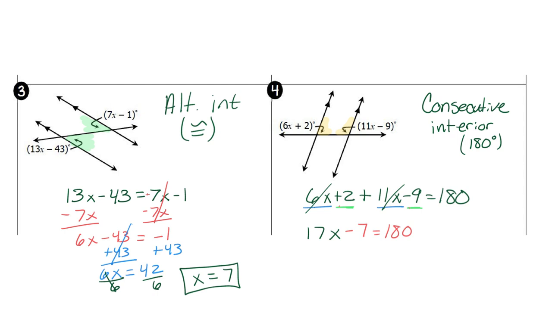Now I solve for x. So plus 7, that will cancel out. 187 equals 17x. Get x by itself. I need to divide both sides by 17. That will cancel out. X equals 11.